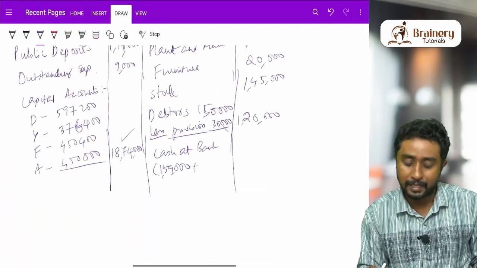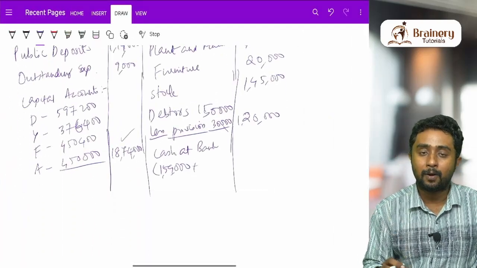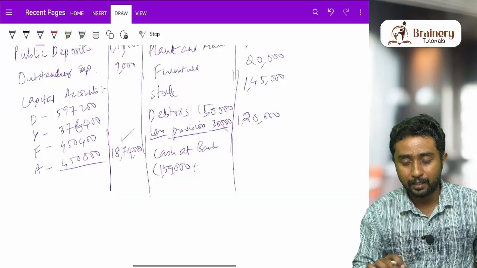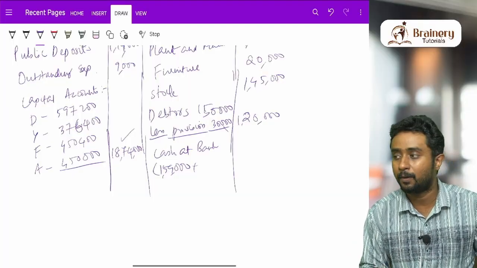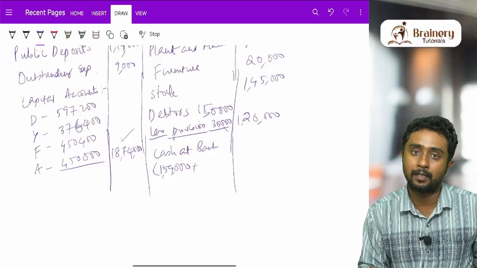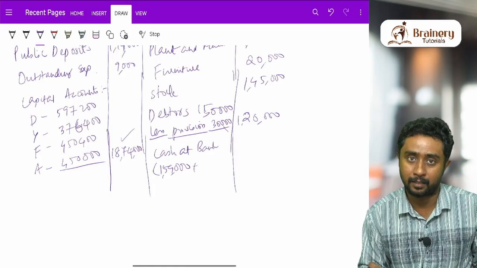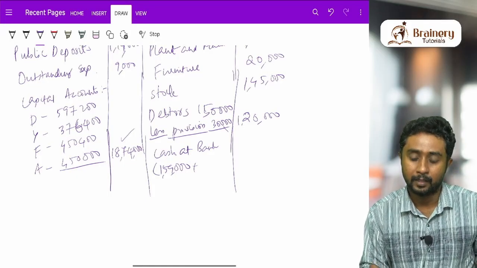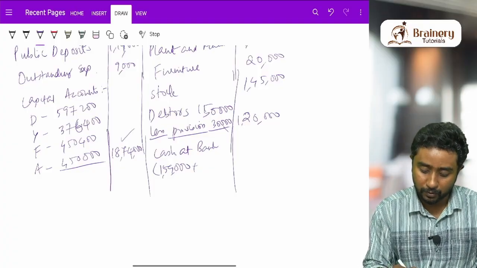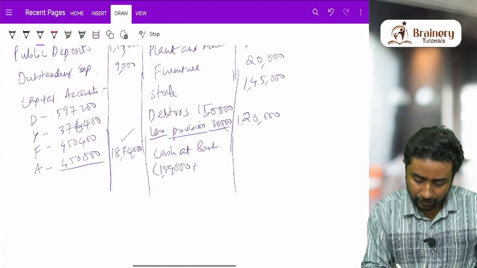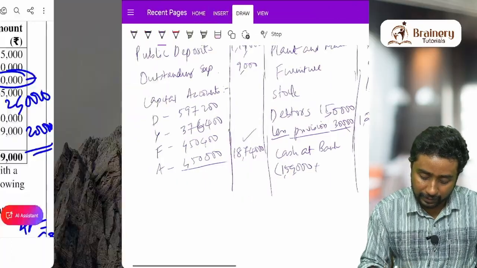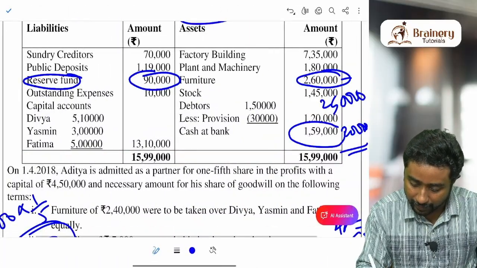When you are recording cash at bank, always be careful. All the entries that are coming in this question related to cash or bank should be considered here. I will repeat, all the journal entries which are related to cash or bank should be considered here. Clear? So in that case, how we are supposed to do cash at bank is, as you can see here, 1,59,000 was already there in cash at bank.